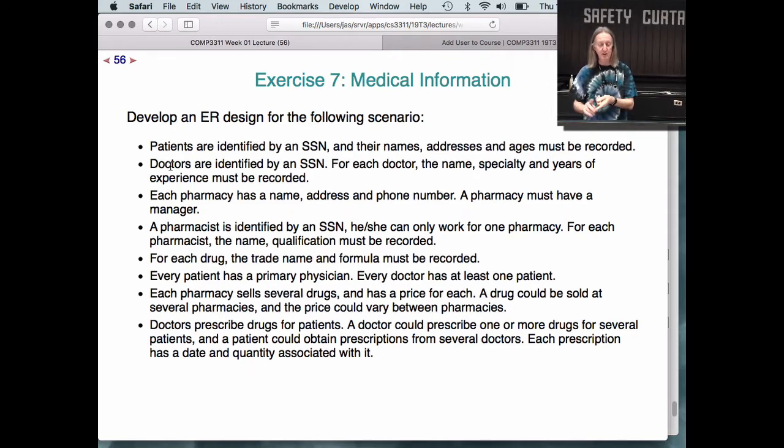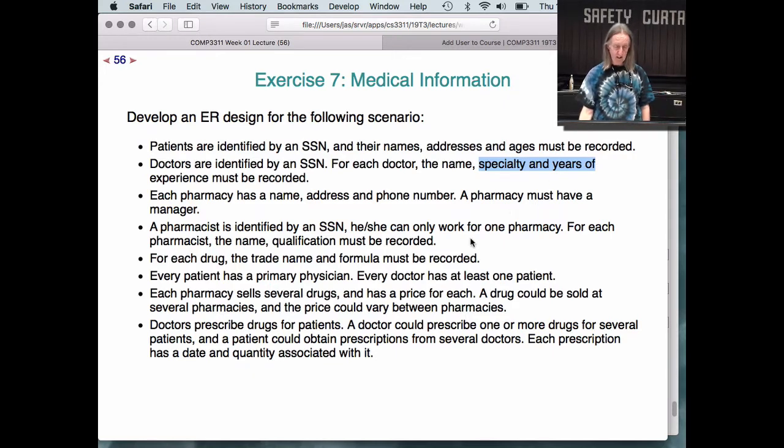So patients and doctors both have social security numbers because they come from the US. They both have names. It doesn't mention the address for a doctor, so at least there's two common fields: social security number and name. So we could have a superclass called person or whatever, and then subclasses patients and doctors. The differences: in the case of patients, we're interested in address and age. And for a doctor, we're interested in what they're specialised in and how many years of experience they've got.